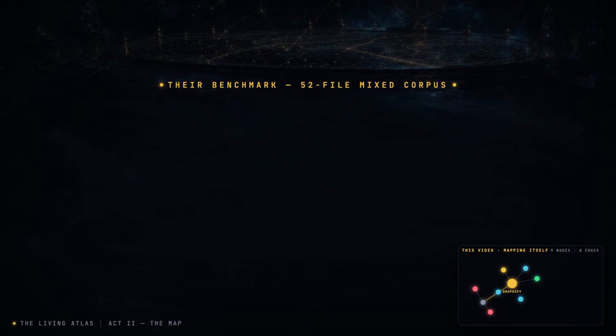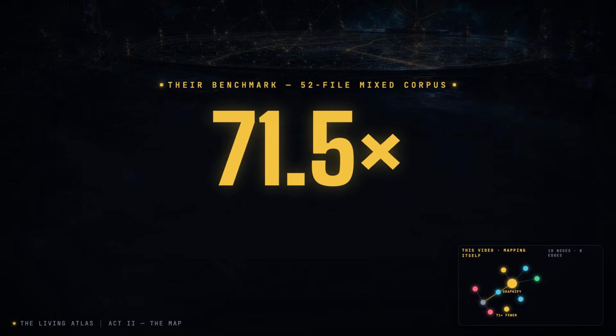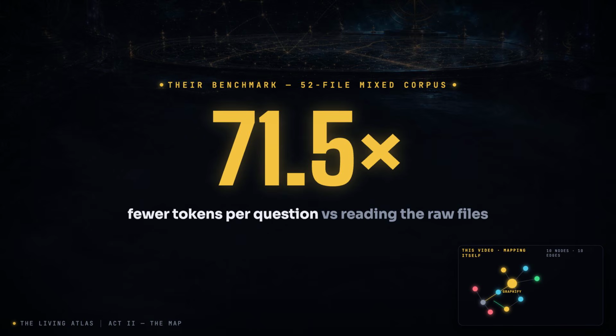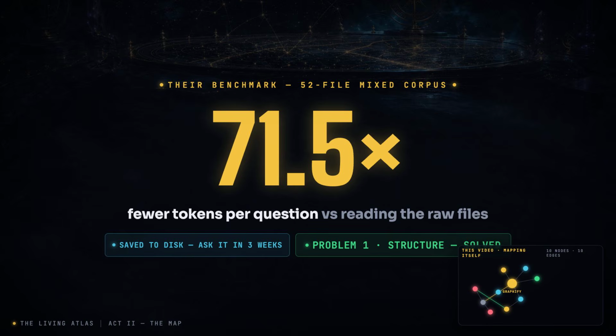Here is the number that made this repo famous. On their benchmark, a messy 52 file corpus of repos, papers, and images, answering questions through the graph, used 71 times fewer tokens than reading the raw files, and the map is saved to disk. Ask it a question in 3 weeks. It answers from the graph. Problem 1, structure, solved.